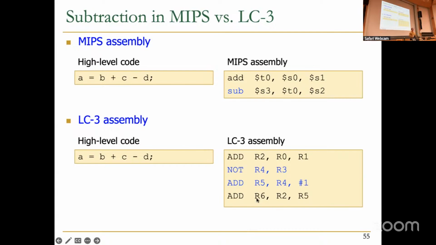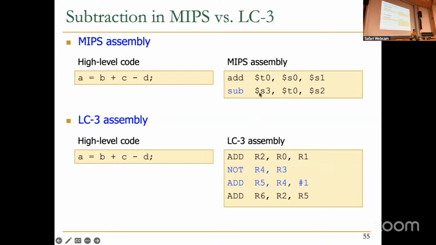Yes? Can you also do in-place operations, so you have the destination register be the same as the source? You could do that also, yes. That's possible. This is one way these people decide to do it over here, right?